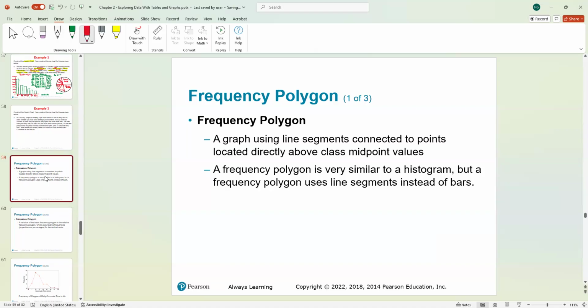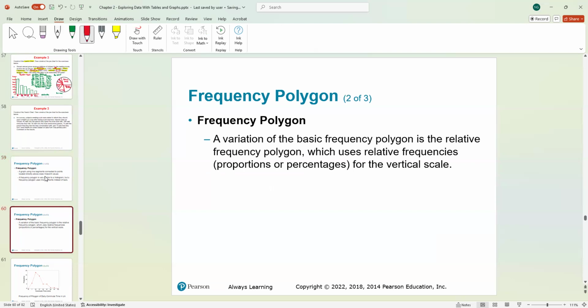So if you know the midpoint, remember midpoint, you add up the class limits for each class and divide by 2. That's how you find it. A variation of the basic frequency polygon is the relative frequency polygon, which uses relative frequencies, instead of using the frequency itself, for the vertical scale. An advantage of a relative frequency polygon is that two or more of them can be combined on a single graph. Okay, so very clear on how to do it.